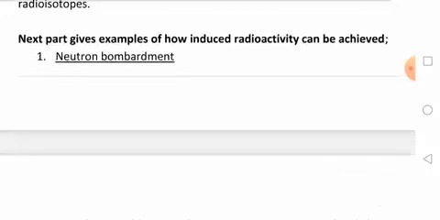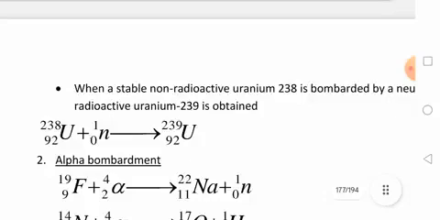The next part gives an example of how induced radioactivity can be achieved. For example, neutron bombardment. You can also do that by bombarding with an atom of neutron. For example, uranium 92.